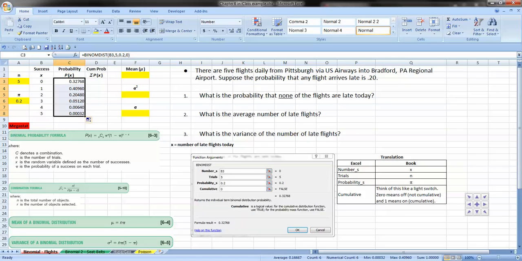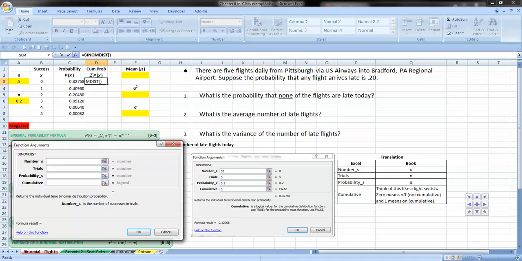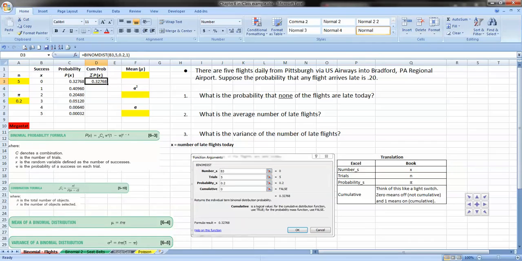Now we can go over and start our cumulative probability distribution values. Again, we pull up the binomial function, and the numbers are going to be the same: the successes, the trials, and the probability. The difference here is now we want it to be cumulative, so we hit OK and we have the same value. Well, that's because we're at 0. But once we start accumulating all of the values, it runs right up to 1, just the way it's supposed to.